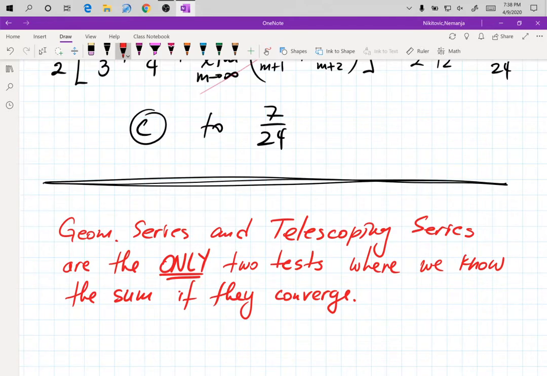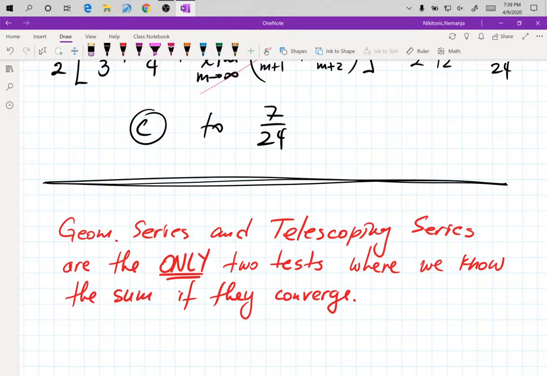So out of 10 tests we have in chapter 10, only geometric series and telescoping series will tell you the sum at the end of the problem. You have geometric series, you have the S formula, right? S equals A over 1 minus R. And for telescoping series, it just spits out the number at the end. So that's the sum, right? So those are the only 2 tests.